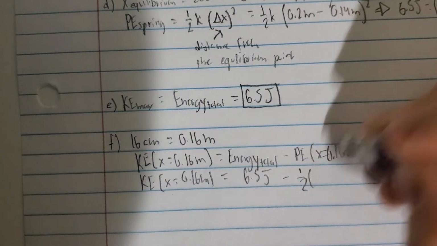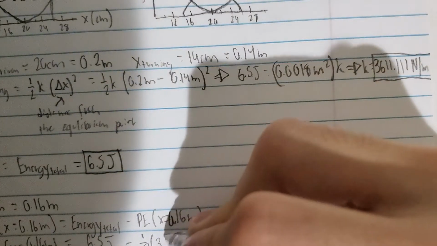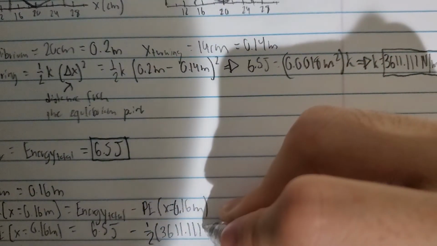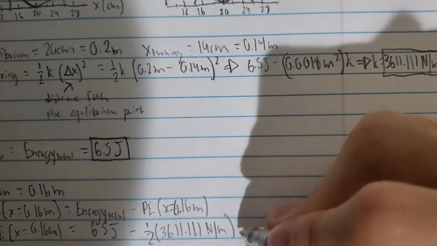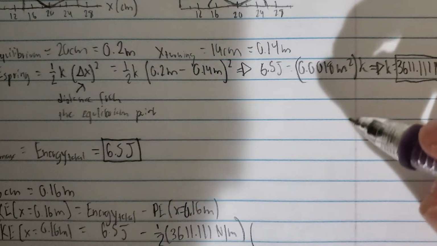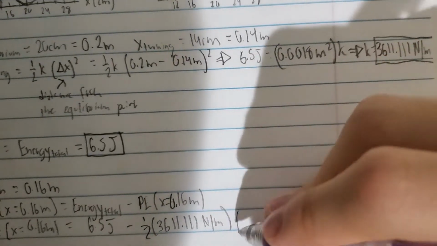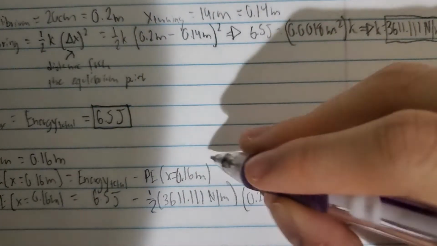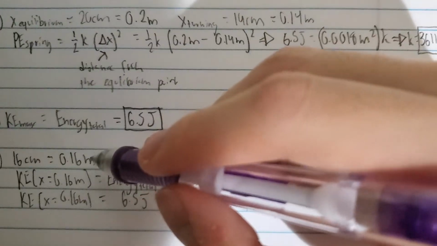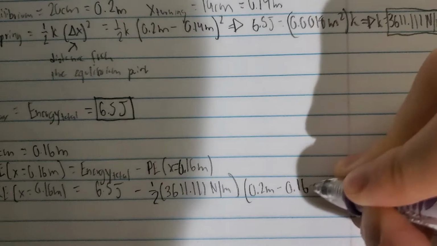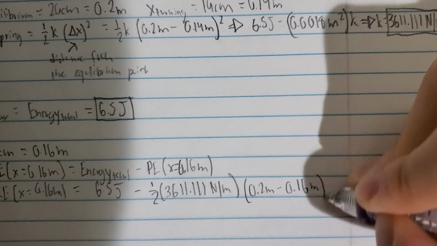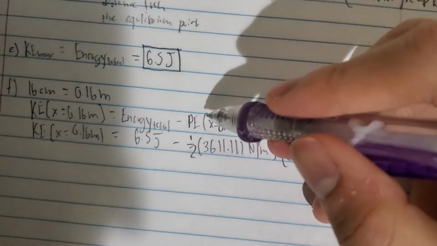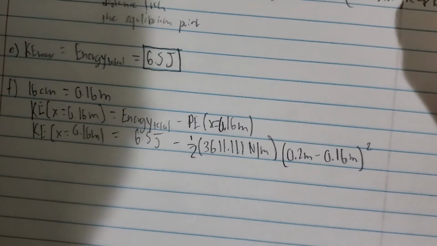the constant. The constant is found to be 3,611.111 newtons per meter, and my delta x is my equilibrium position, which is 0.2 meters, minus wherever I'm stretched to, which is 0.16 meters, squared. So that is my expression for what PE at x equals 0.16 meters is.